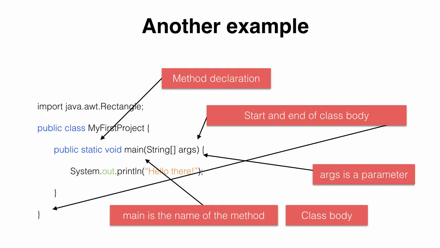Here's another example, pretty much the same. Method declaration, which is here. We're using public static void. We'll go over what static means in a future video, but right now, this particular main method here is used a lot because we need it to run our program basically. Main is the name of the method. We have our class body, which starts and ends here. We've got our arguments in the parameter.